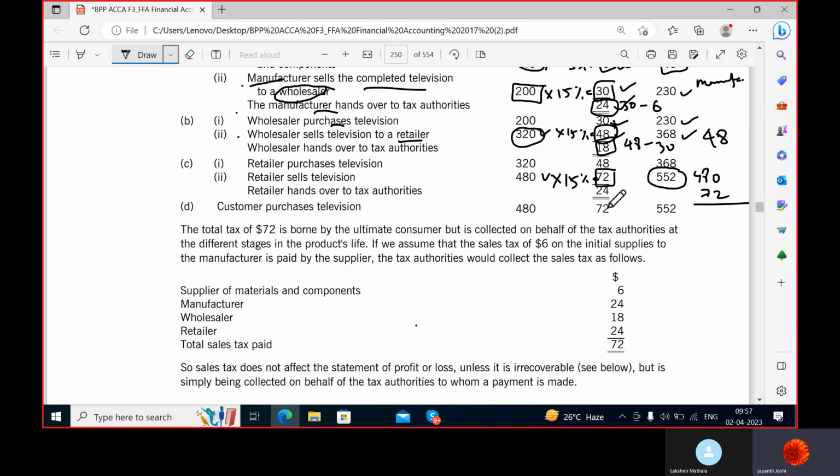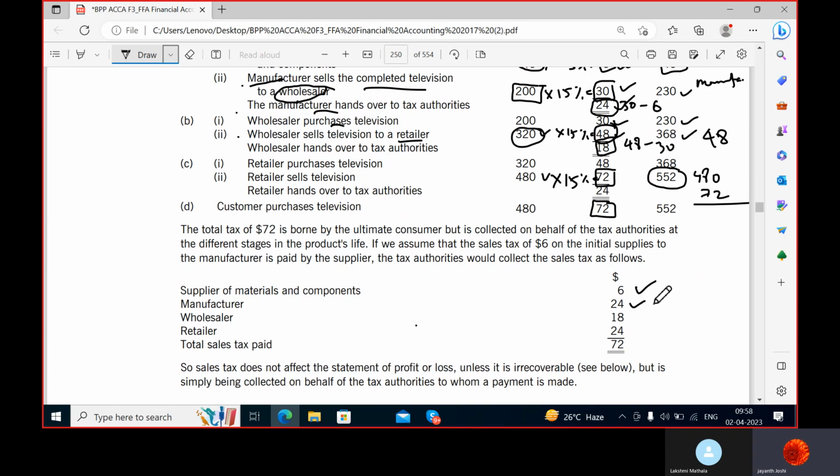So now the customer has purchased the television and we understand the whole amount of 72 has been paid. Now in all these transactions, who are the people involved? The manufacturer, the wholesaler, the retailer, and ultimately the customer. Okay. So manufacturer has paid how much? He has paid a $6 of sales tax. Sorry, supplier. Supplier has paid a $6 of sales tax.